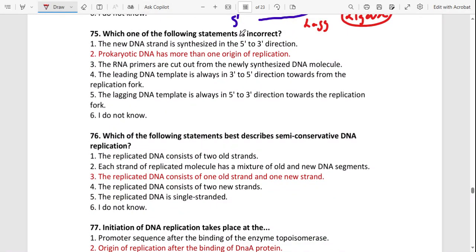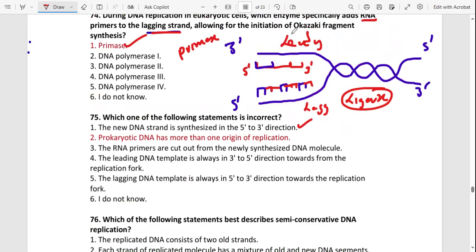Which of the following statements is incorrect? New DNA strand is synthesized in the 5 prime to 3 prime direction. Is that true? Yes, this is true, as I've said from the top. Even for the lagging strand, the polymerase will still be working from the 3 prime end to the 5 prime end of the template, except it will be working in the opposite direction. Here it will be going in that direction. Here I've got another one going in the opposite direction.